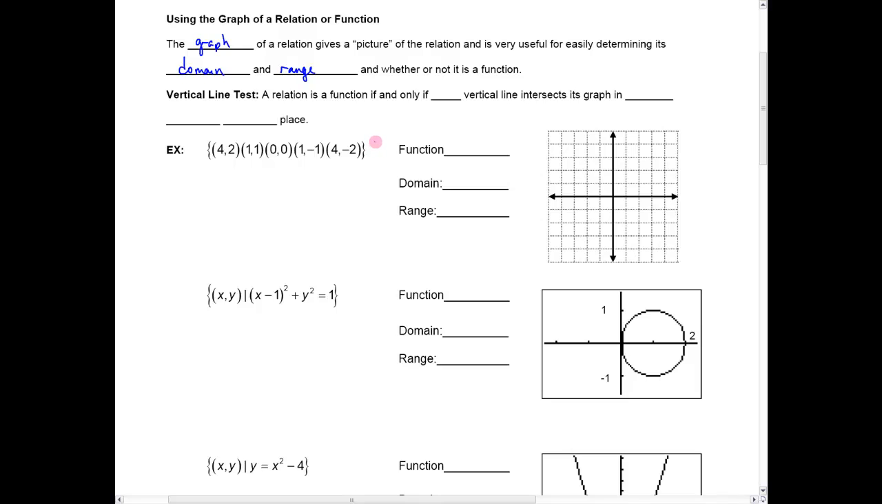To tell whether or not it's a function, we use something called the vertical line test, and that says that a relation is a function if and only if no vertical line will intersect its graph in more than one place.